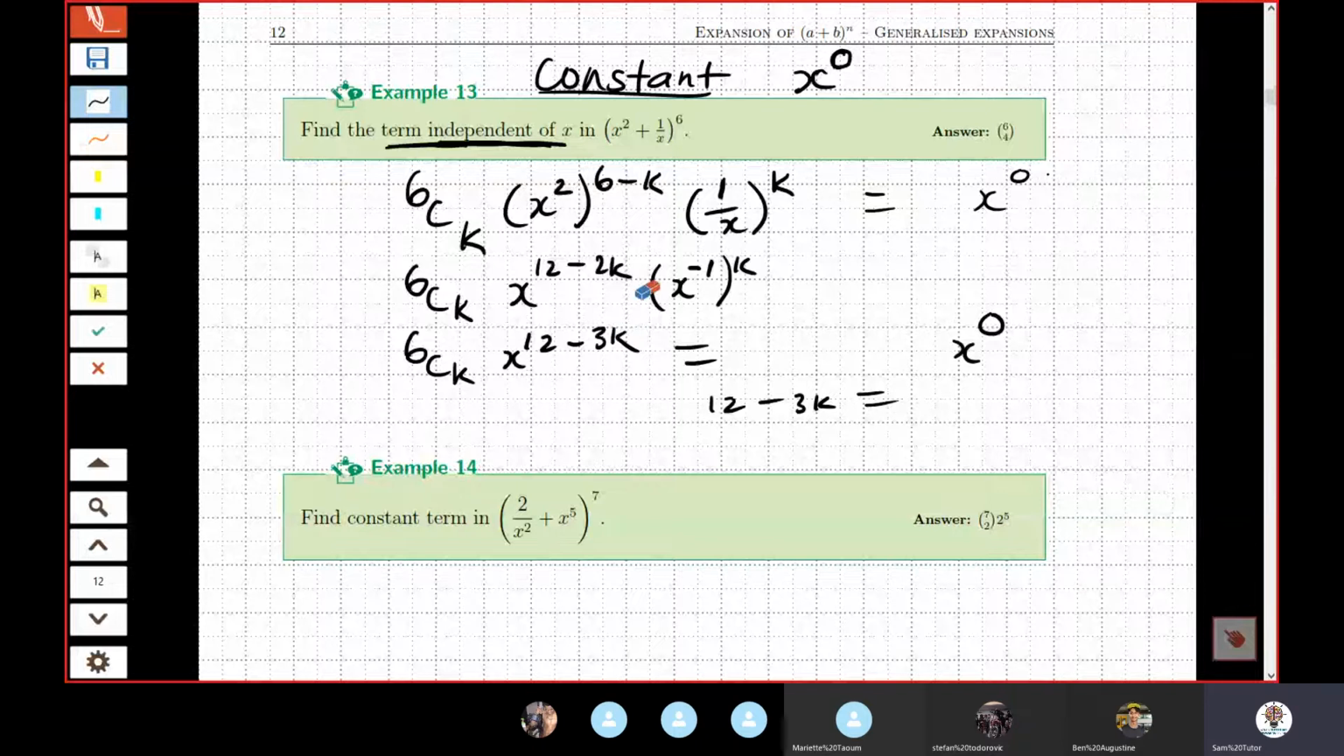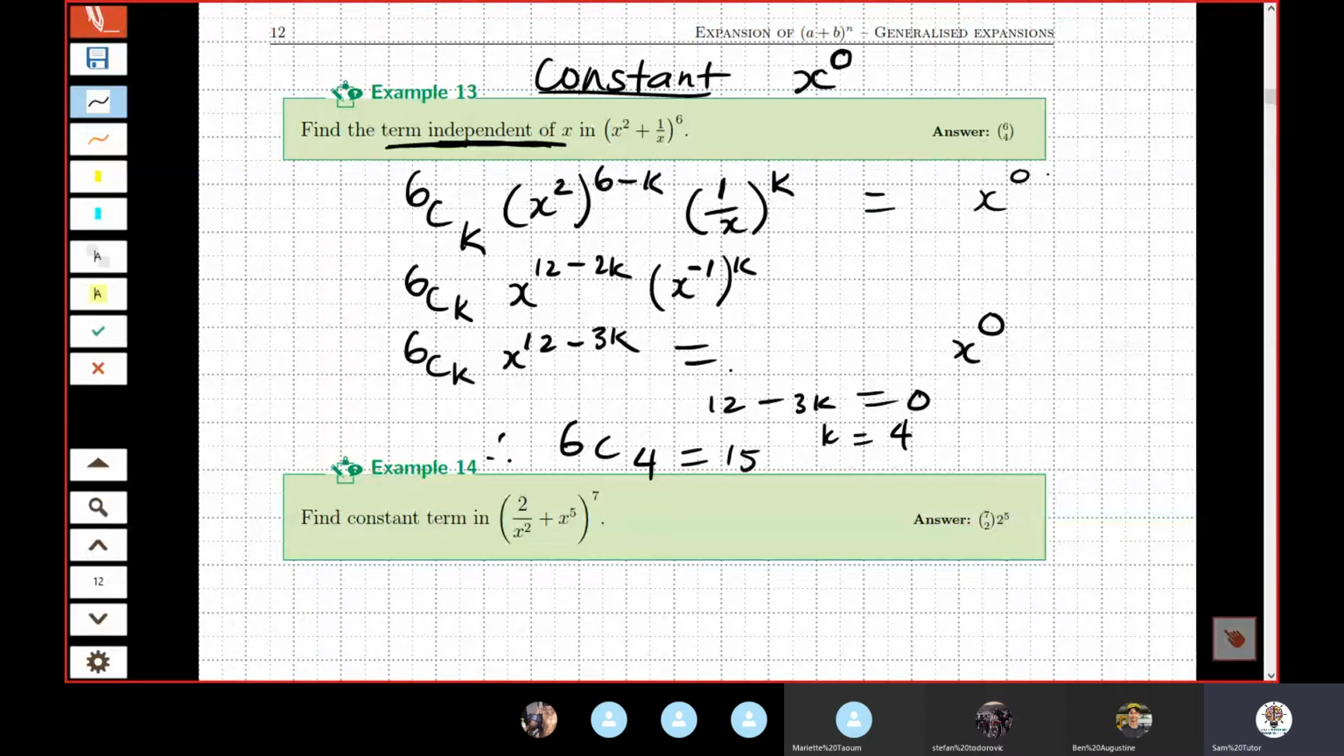That's really important. Now, equals 0. I think I can see K equals 4. Therefore, the answer is 6 choose 4, whatever that is. You want to leave it, you want to write 15, it doesn't matter. Usually worth 3 marks in Extension 1.